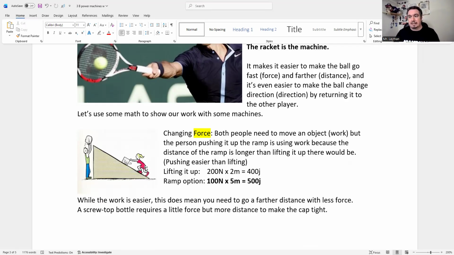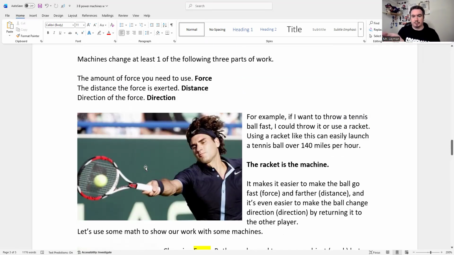So I don't need to drastically increase the amount of force I need to use. I don't need to rip the top off the thing when I can just twist it. It is making it significantly easier.